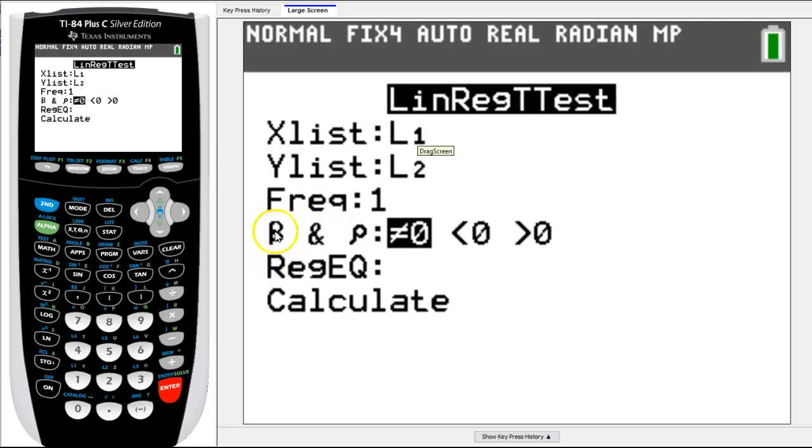And then I'm either going to use a beta or a rho. That's a fancy Greek letter, and beta is a Greek letter as well. And this time I am going to keep it on does not equal 0. And I'm going to calculate. That's quick and easy, right? Calculate.